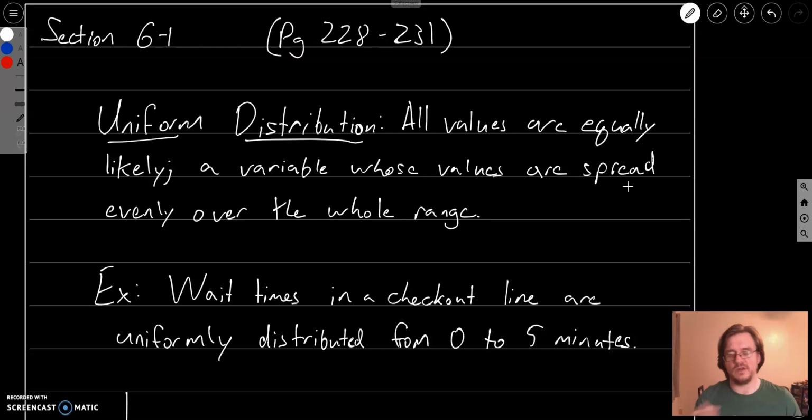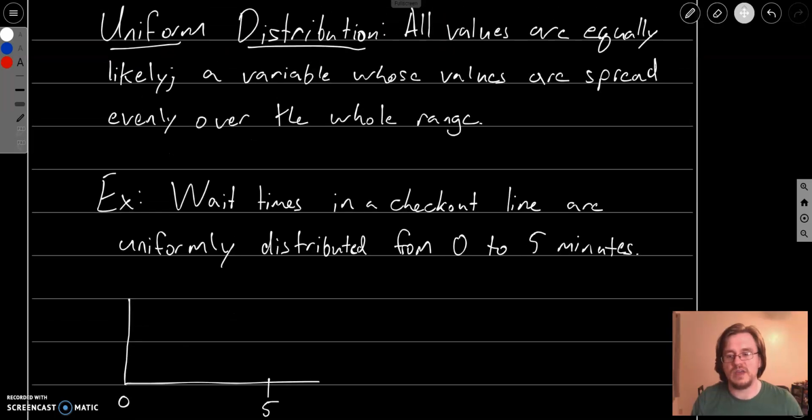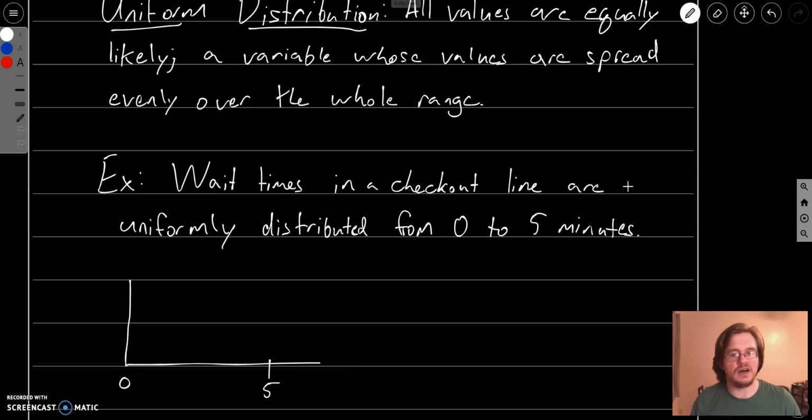So we can think of a variable where all the values are spread evenly, or spread uniformly, across the whole range. To give an example of what this might look like, maybe the wait times in a checkout line are uniformly distributed from 0 to 5 minutes. Meaning that when we think about how long it will take to wait in a checkout line, maybe at the grocery store, if it's uniformly distributed, then every wait time will be equally likely, whether it's 1, 2, 3, 4, or 5.